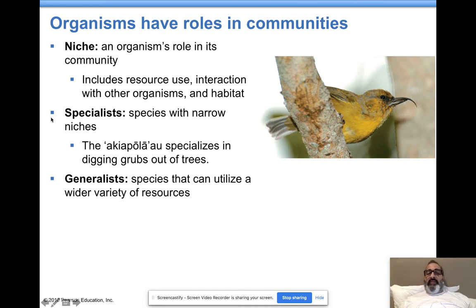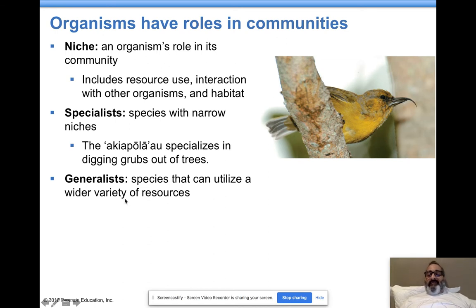Two kinds of organisms: specialists and generalists. Well, specialists have narrow niches, which means they have less things that they can utilize. All right. So their resources are limited. So specialists eat like one kind of thing, for example. All right. So this bird here eats grubs out of trees. Well, if there's no more grubs in the trees, the species or this organism, their population could die off.